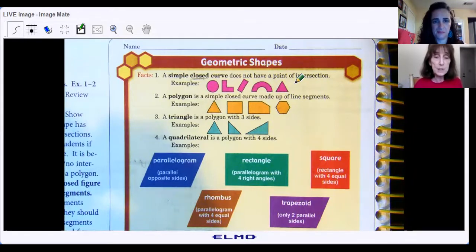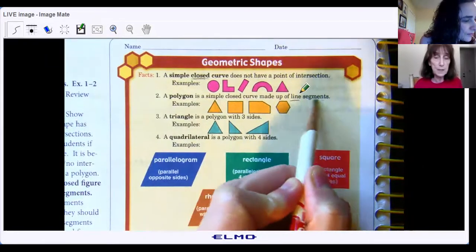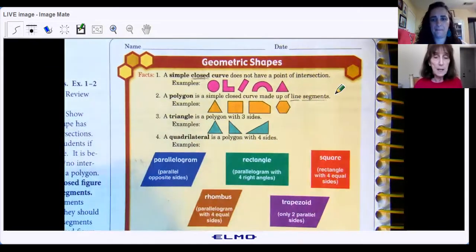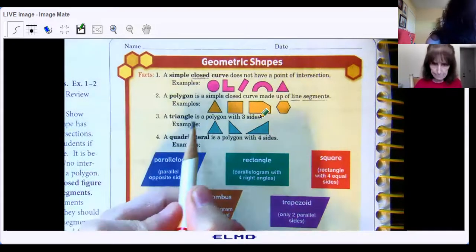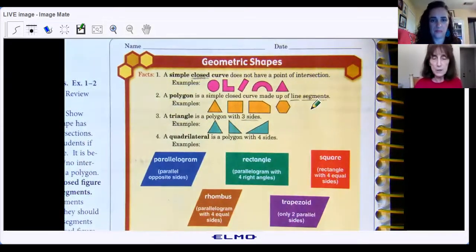The next one, the orangey looking ones, or gold, whatever you want to call it. A polygon is a simple closed curve made up of straight line segments, okay? Straight line segments. And you have a triangle there as a polygon. I think it's a rectangle. And then another shape, they're made up of straight line segments.